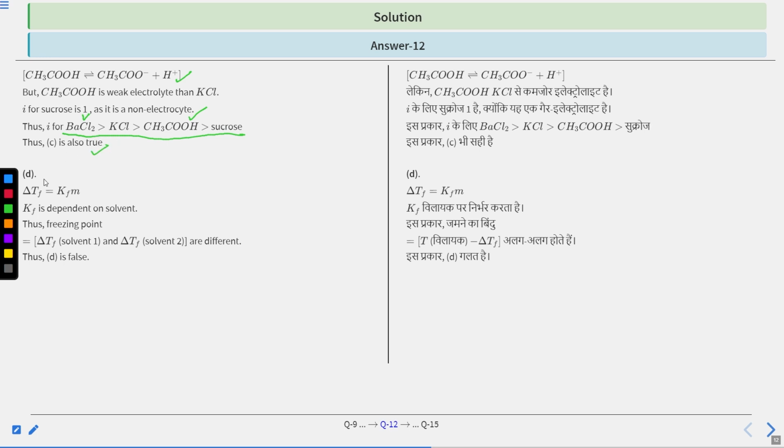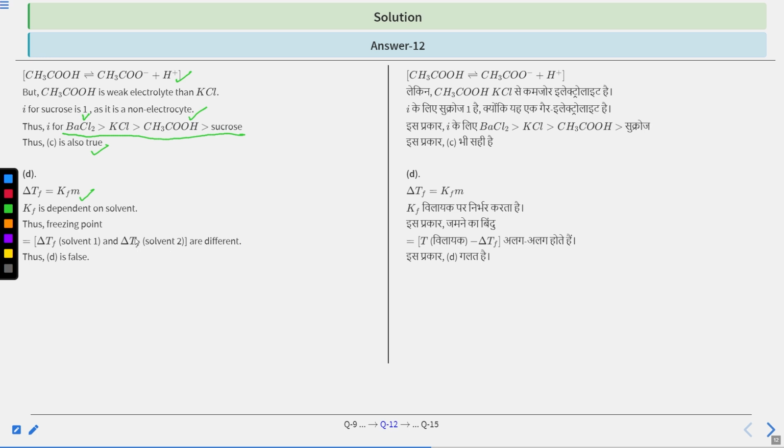Now option D. According to option D, del Tf, the depression in freezing point, is given by Kf into molality. Kf is dependent on the solvent, right? And we have two different solvents, so the Kf will also be different. Thus, the molality is the same for both solutions, but the freezing point depression will be del Tf of solvent 1 and del Tf of solvent 2.